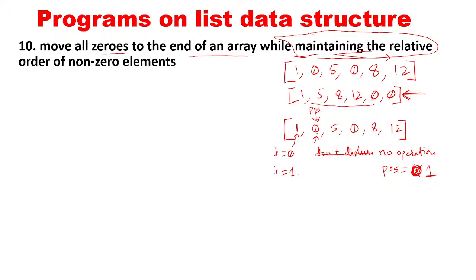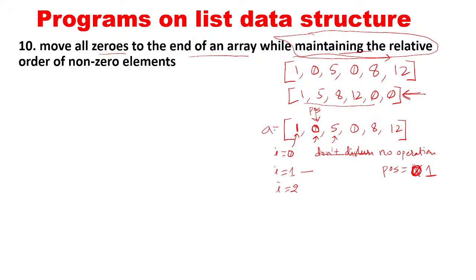Then we'll test here. Is it a non-zero number? No. So don't do anything, go to the next element. I value becomes 2. Then it checks, is it a non-zero number? Yes. If it is a non-zero element, then you swap.